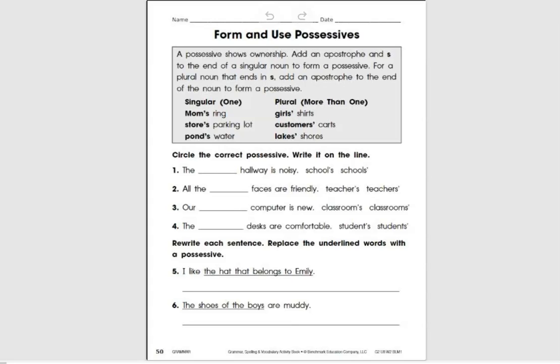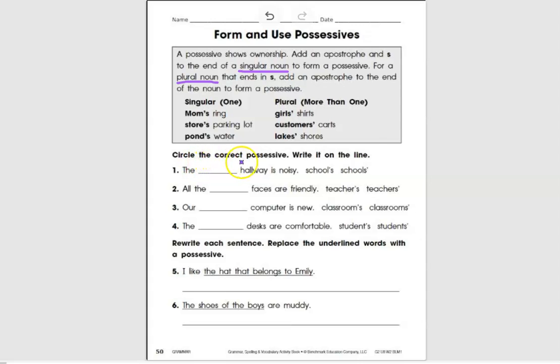So in this page, again, read the directions. A possessive shows ownership. Add an apostrophe and S to the end of a singular noun, meaning only one, to form that possessive. For a plural noun, meaning more than one, if it ends in S, you will add just an apostrophe to the end. So here, we're talking about one mom, so it's mom's ring, apostrophe S. One store, apostrophe S. One pond, apostrophe S. But there are many lakes, so it's the lakes' shores. Then you put an apostrophe at the end of the S.